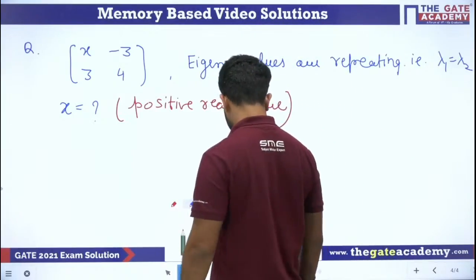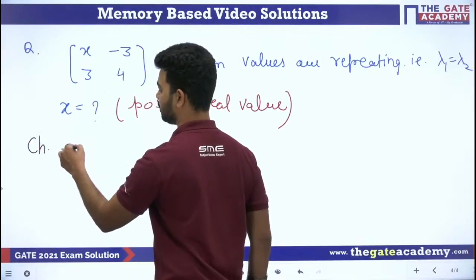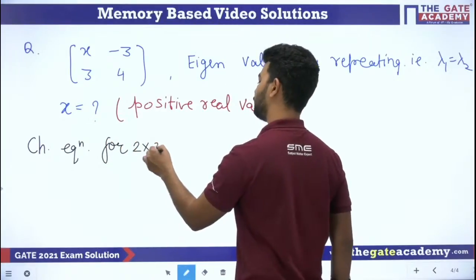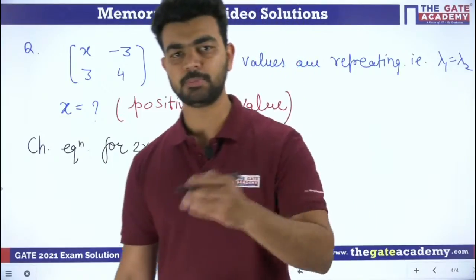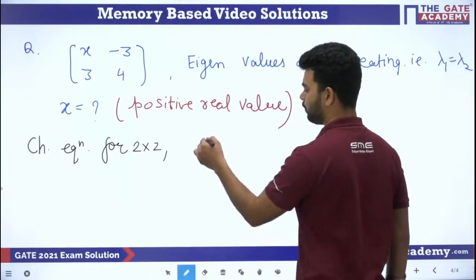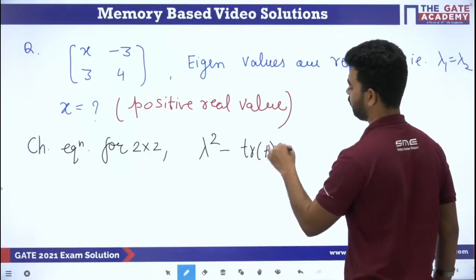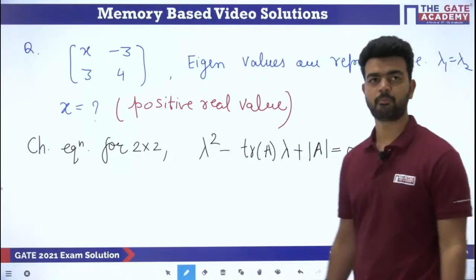First tell me, how will you write the characteristic equation for a 2 cross 2 matrix without writing the determinant of A minus lambda I equal to 0 form? Instead of doing that, just remember this standard form, and that will always help you.